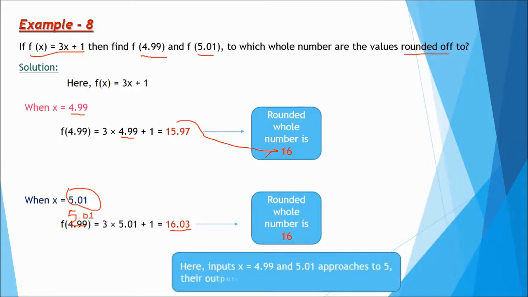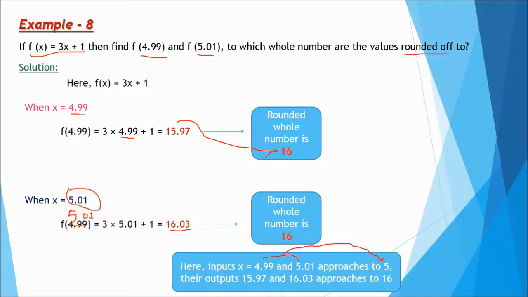Here input x is equal to 4.99 and 5.01, approaching 5. In both cases, the input approaches 5, isn't it? It is near to 5. 4.99 is also near. If we round off 4.99, then that will be 5. If we round off 5.01 also, that will be 5. When the input is rounded off to 5, then the output is rounded off to 16.